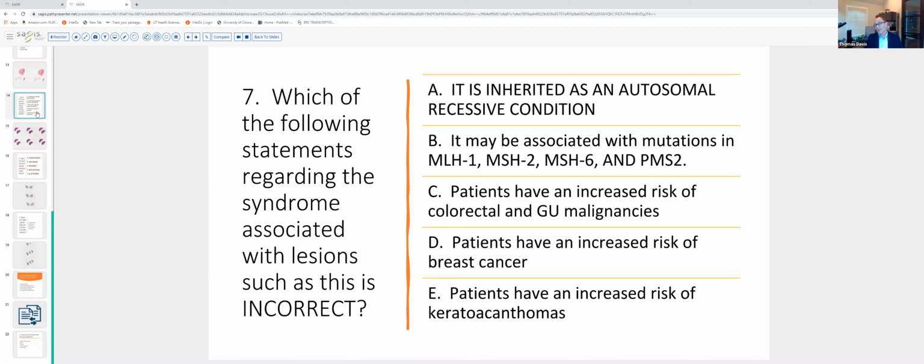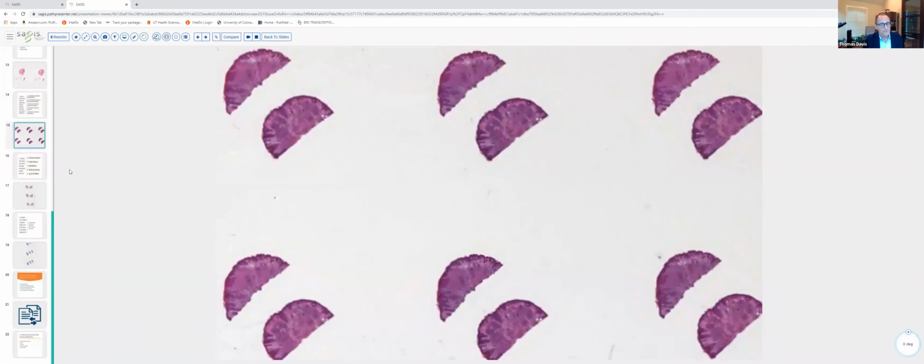Of course, it's associated with mutations in the mismatch repair genes, including MLH1, MSH2, MSH6, and at times PMS2. Patients do have an increased risk of colorectal and GU malignancies, breast cancer, and keratoacanthomas. So those are all correct statements. And I'm sure on the applied exam you're going to get something about Muir-Torre syndrome, and when you want to do germline testing and genetic counseling, and the tumors that the patients are at risk for. Okay, let's go ahead and move on to our next case.